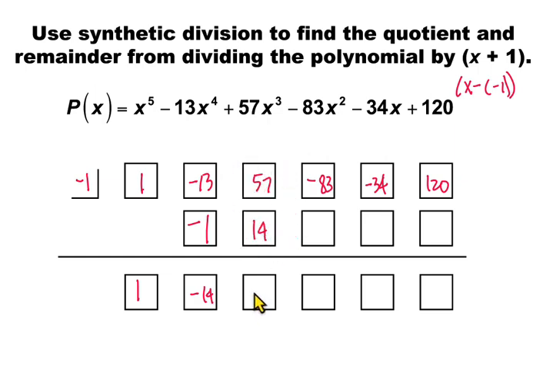So we get 57 plus 14 is 71. Negative 1 times 71 is negative 71. Negative 83 and negative 71 is negative 154. Negative 1 times negative 154 is positive 154. Negative 34 plus 154 is 120.